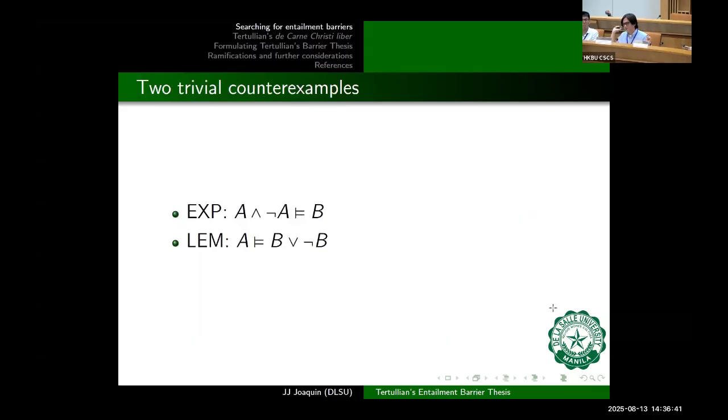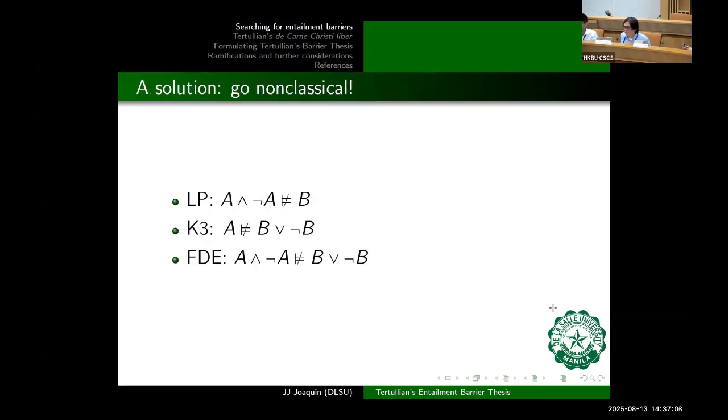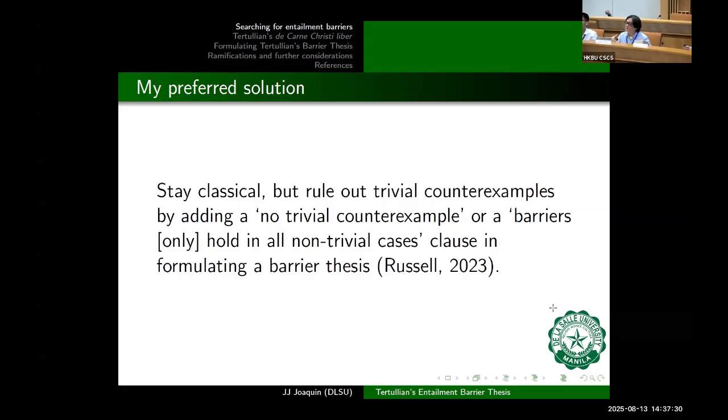For example, if you're into logic, you can have explosion. So from a contradiction, statement A could entail the statement B, which is another kind of statement. Or you could have a LEM type of argument, the law of excluded middle, where you have a premise A, then you conclude B or not B. Of course, you could be non-classical. I'm a non-classical logician, by the way, so I'm interested in these types of non-classical logics, like the logic of paradox that prohibits explosion, or K3 logic, which prohibits LEM, or FDE, which prohibits both kinds of inferences. But for the purposes of this paper, we're staying at classical logic, and we'll try to rule out trivial counterexamples just by adding a no-trivial-counterexample clause in our formulation of any barrier thesis.